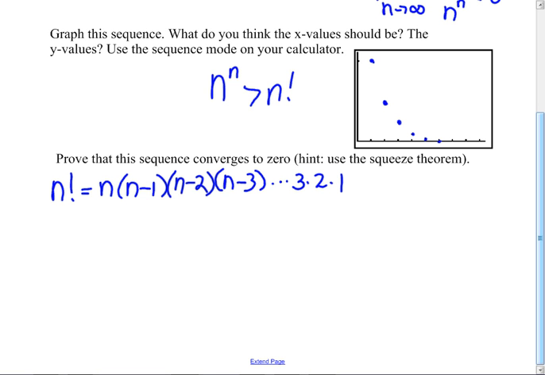Okay. I want to prove that that's really 0. So I have n factorial over n to the n. What I'm going to do is write out some of these terms and see if I can get this to go to 0. I'm going to use the squeeze theorem.